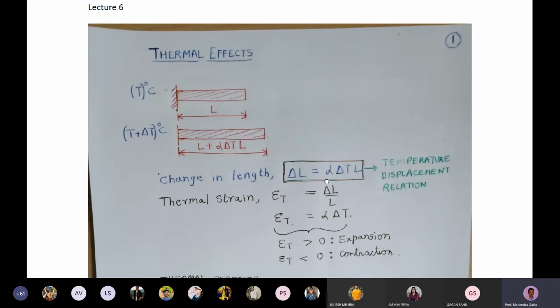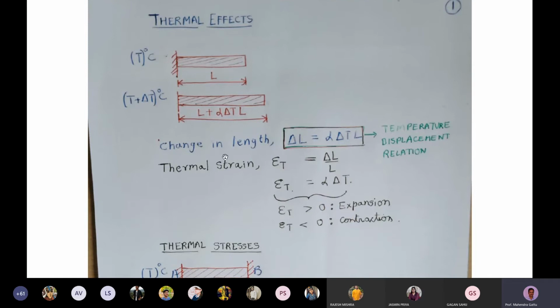We now define the concept called strain for this problem. The strain here will be elongation per unit length. The elongation is delta L and the total length is L.